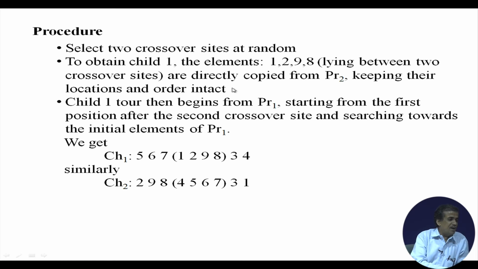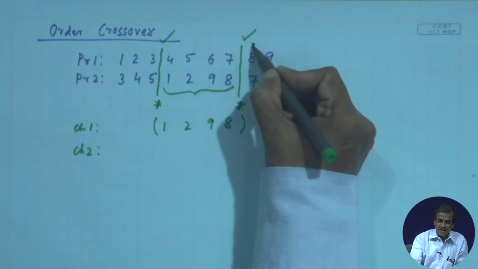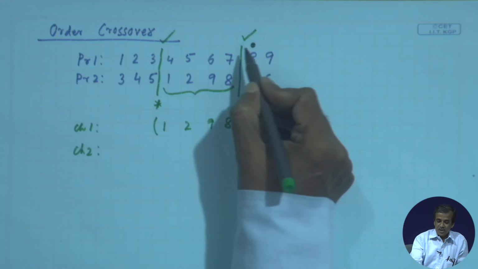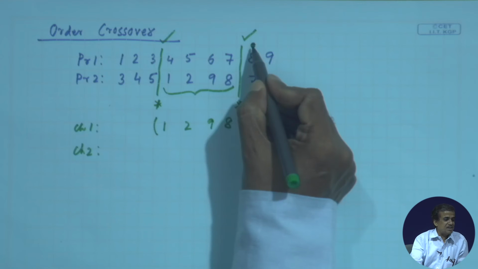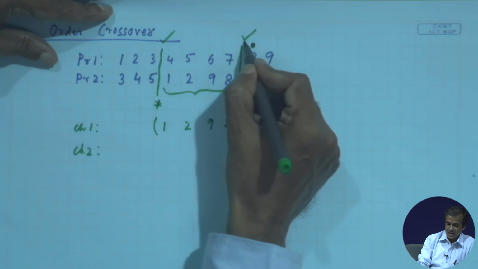So, child 1 then begins from parent 1, starting from the first position after the second crossover site. So, this is the second crossover site and first position after the second crossover site is this. Okay. So, the first position after the second crossover site, and searching towards the initial elements of parent 1. Let us see what happens. So, I am just going to search from here.